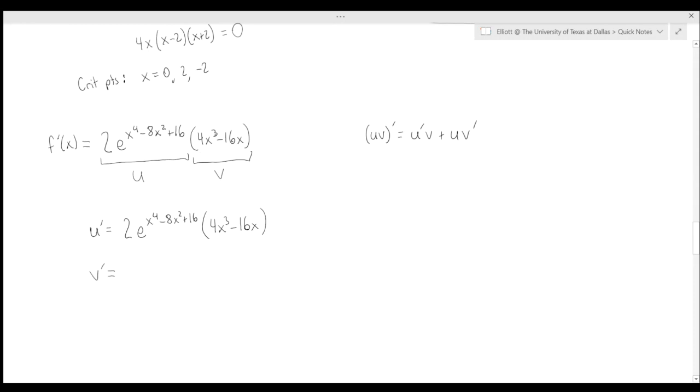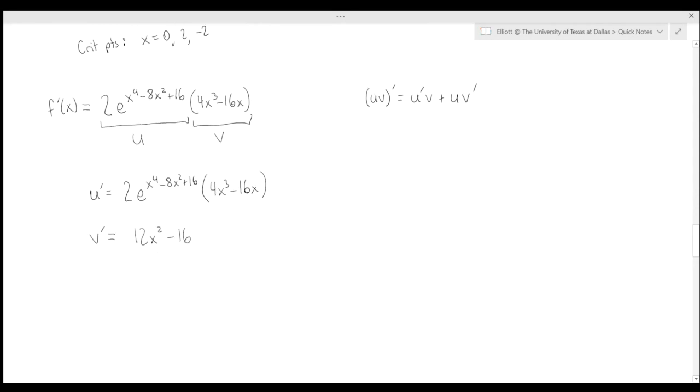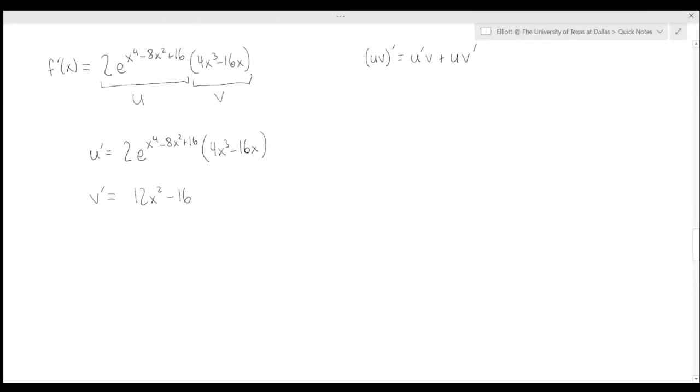But if we also compute v prime, that's going to be the derivative, 12x squared minus 16. And then now that we have u, v, u prime, and v prime, we'll put everything into the product rule to get the second derivative. So we're going to take u prime. So u prime is all of this. And then we've got times v, so times another 4x cubed minus 16x. So when I multiply both of them together, I'm just going to get 4x cubed minus 16x squared. So I'll go ahead and write it like that to make it a little bit easier.